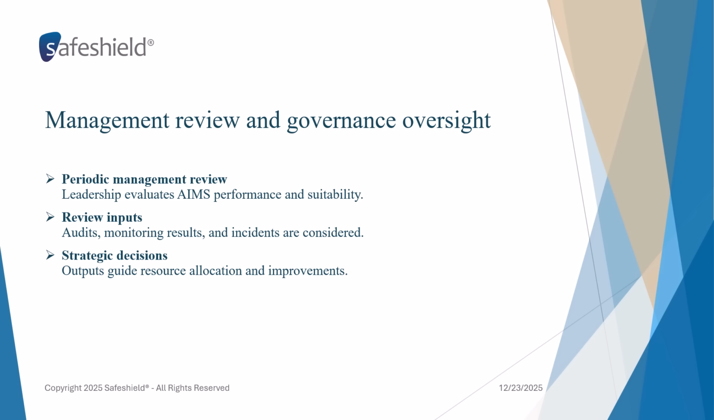Outputs from management review include decisions and actions related to policy changes, objective adjustments, resource allocation, improvement initiatives, and risk acceptance or escalation. These outputs must be documented and tracked to completion. Management review records provide critical evidence of leadership engagement and accountability.